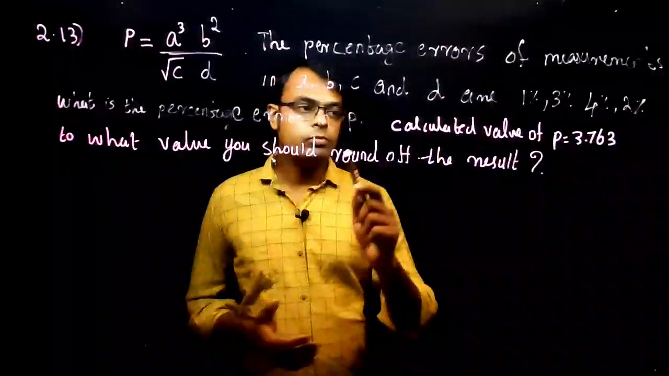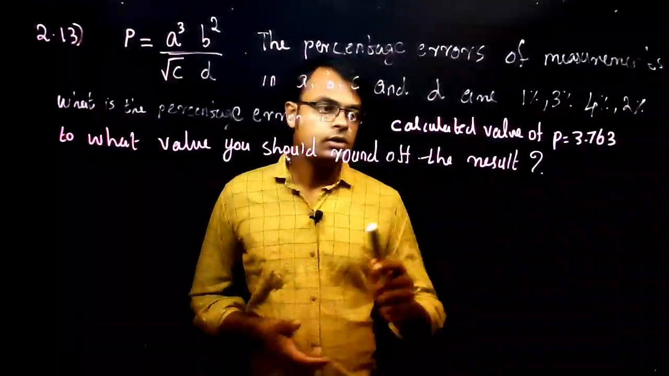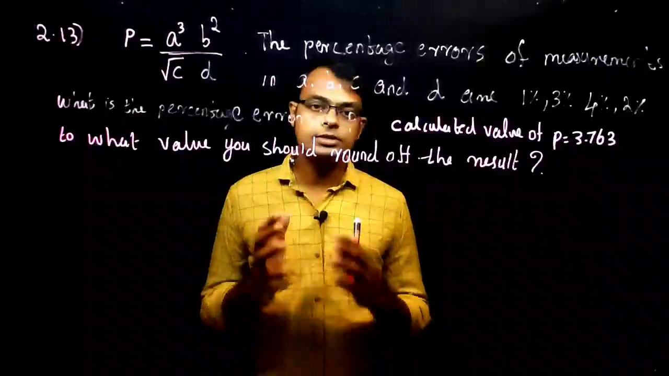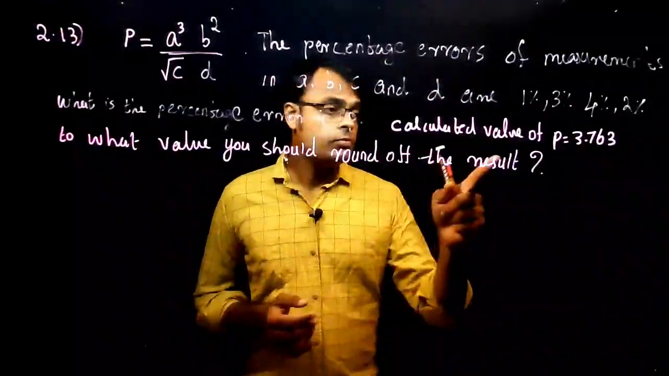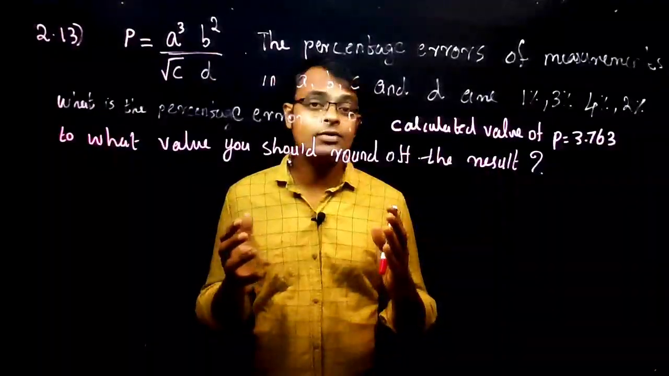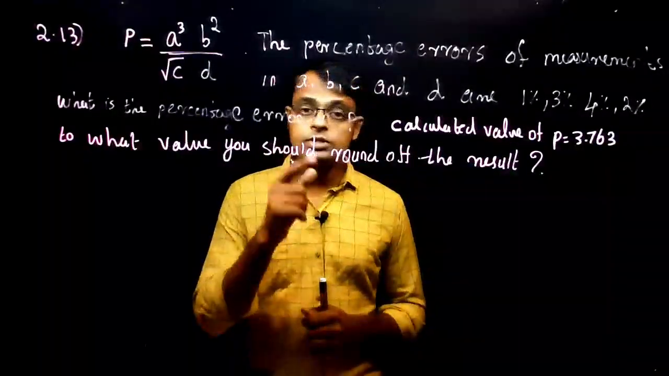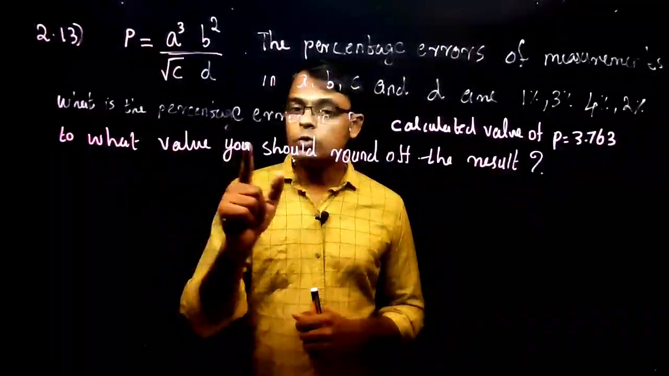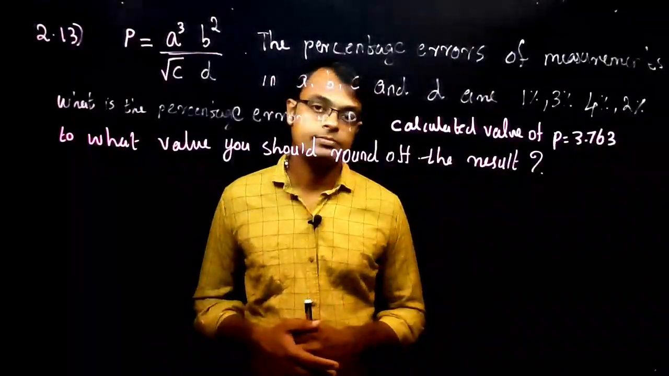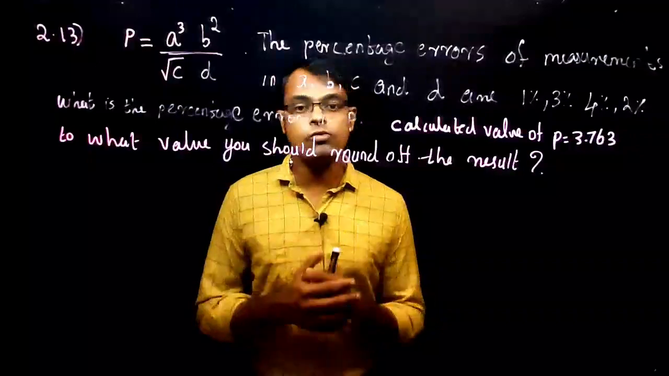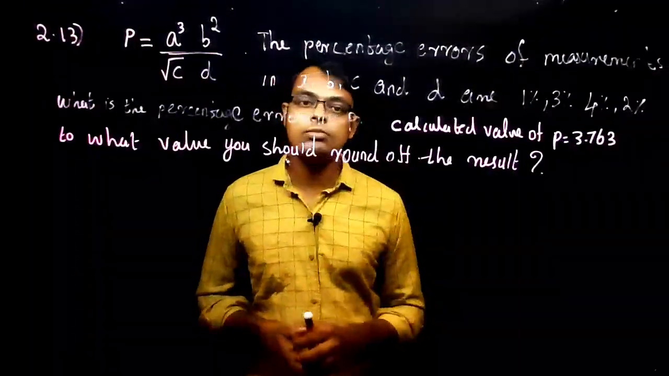Okay. And one more question is given here. The calculated value of this physical quantity is given. What is the value given? P is equal to 3.763. And the question is asking to what value you should round off the result. So we have already discussed rounding off. So let's do this problem here.